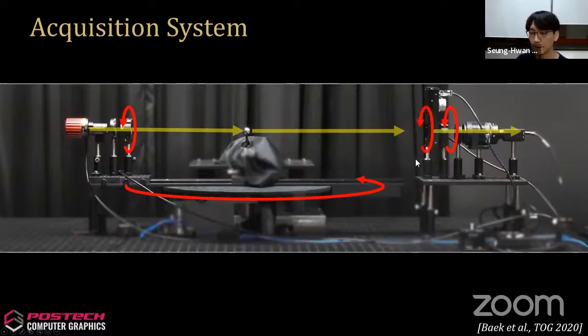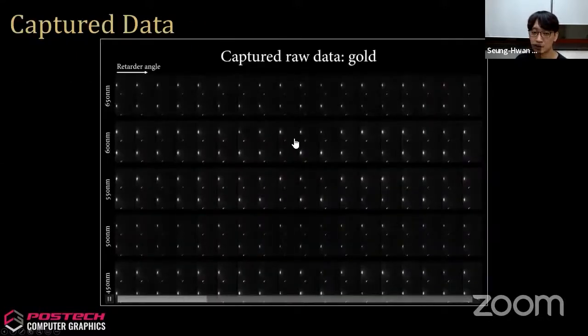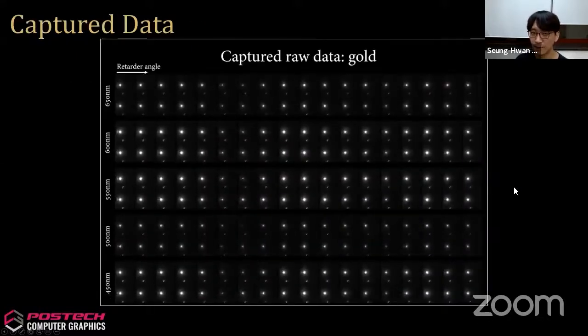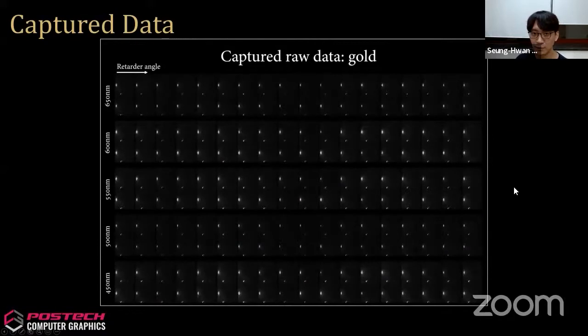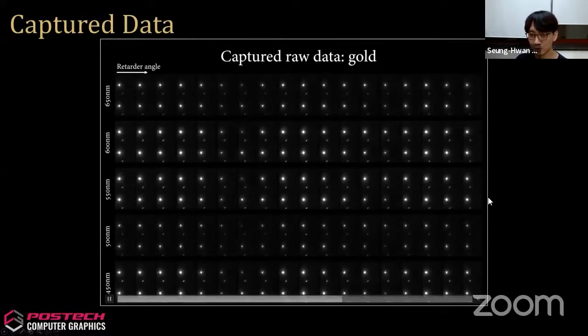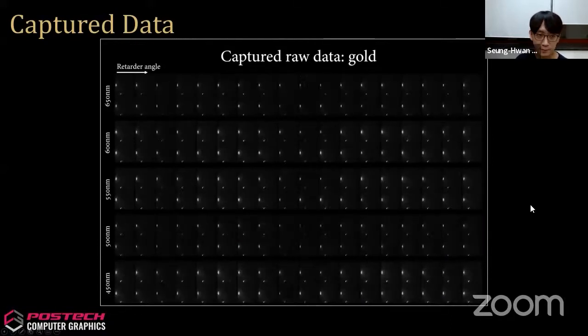We also have a spectral filter in front of the camera that provides additional information of polarization in terms of different light spectrum. We also capture everything in HDR mode. So here is an example video of our captured material. This is a gold spherical object.